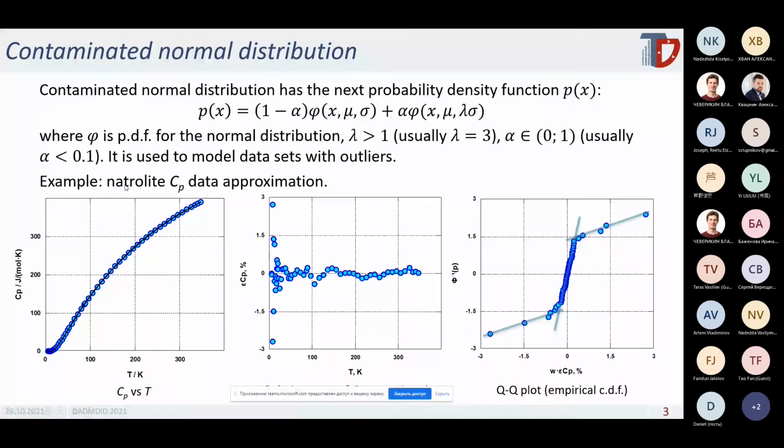Let's show a real example of contaminated normal distribution in experimental data. Let's take isobaric heat capacity data of natural light.